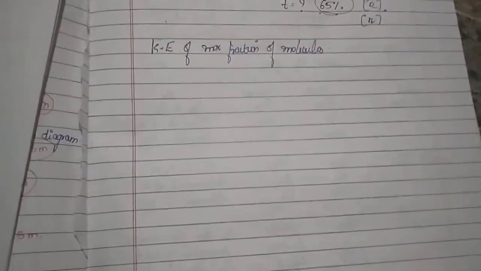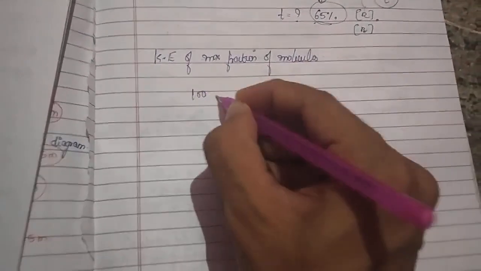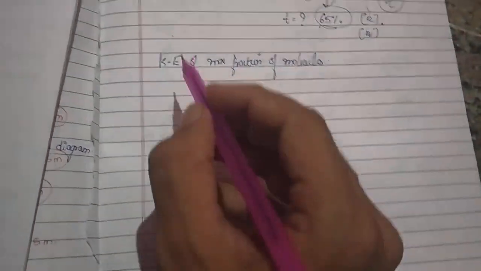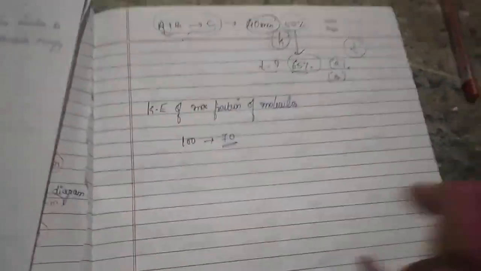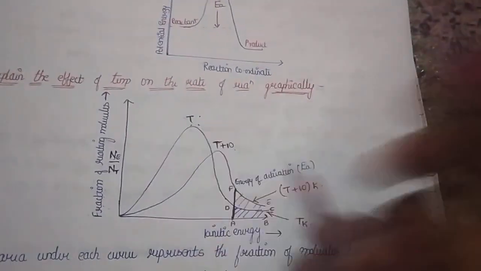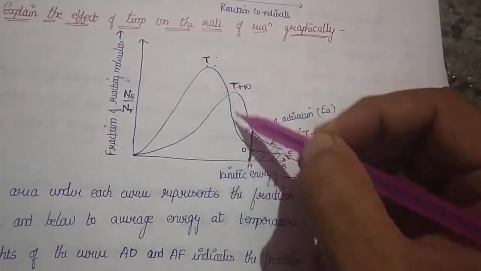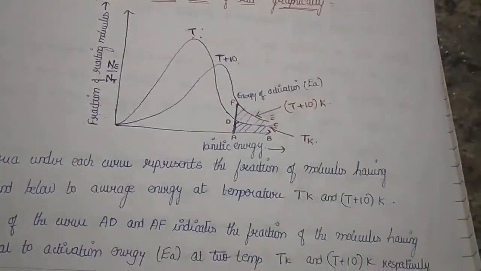I'm just giving an example, okay? If you are having 100 molecules, and among them 70 molecules have a certain kinetic energy, that kinetic energy is called your most probable kinetic energy. And what does it indicate? The peak of the curve. So of course, when you are seeing this, it is for T Kelvin, and the other graph shows it for T plus 10 Kelvin.